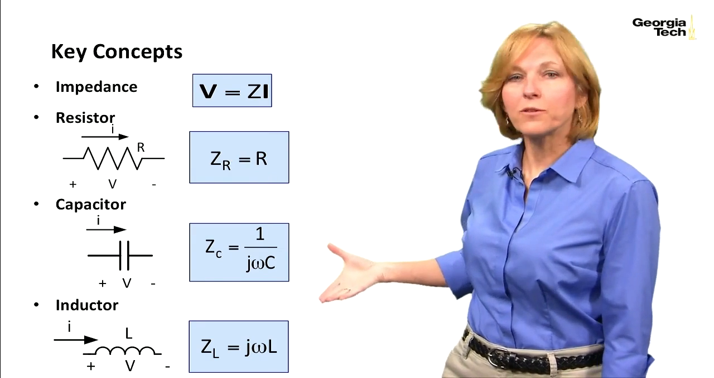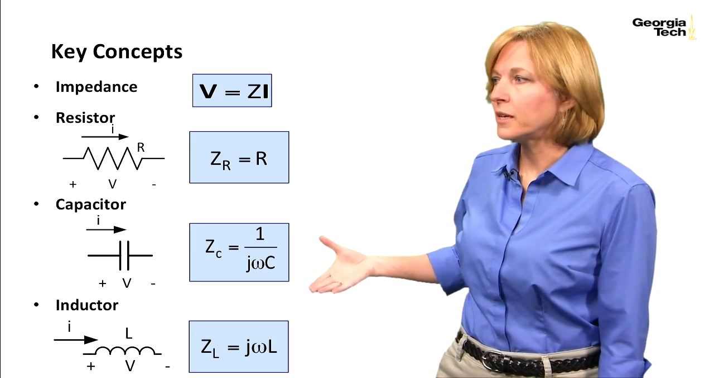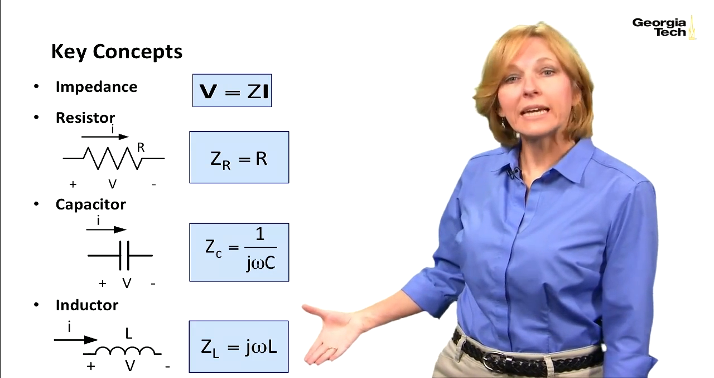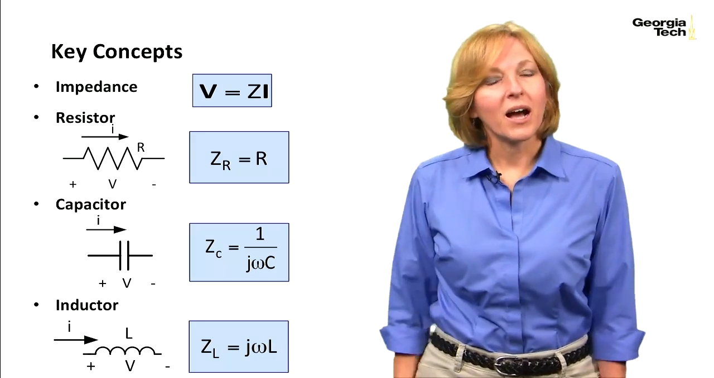And we derived the formulas for a capacitor, 1 over j omega C, and the impedance for an inductor is j times omega L.